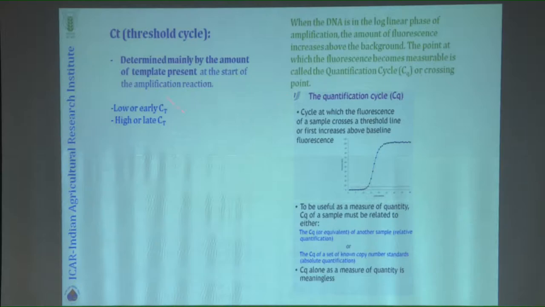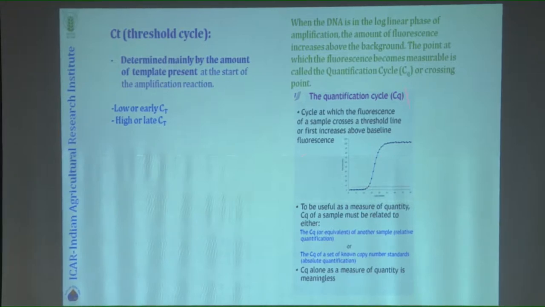We also use another term called quantification cycle, CQ. In addition to CT, we also use the term CQ. When the DNA is in the log linear phase of amplification and the amount of fluorescence increases above the background, the cycle at which this happens is known as the quantitation cycle, okay? These terms are used by different companies.